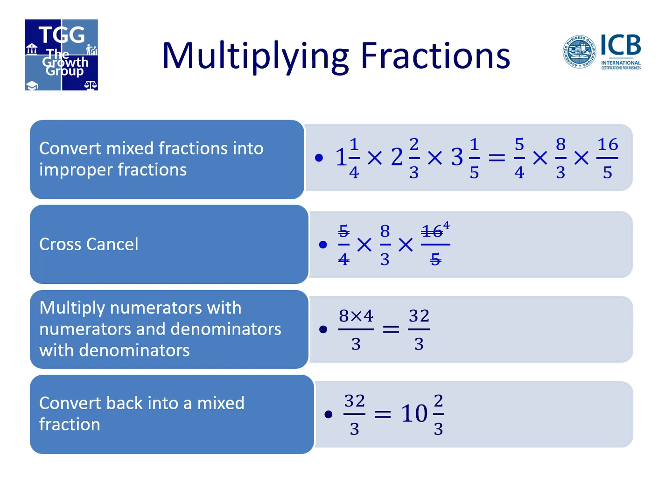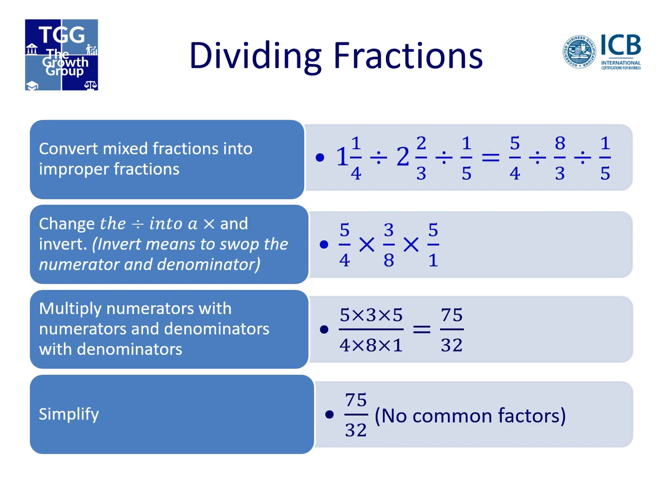So we multiply the numerators with the numerators and the denominators with the denominators, and 8 times 4 is 32 over 3, and then we convert it back into a mixed fraction. 32 divided by 3 is 10, rest 2, so we write it as 10 and 2/3. That was the multiplication of fractions.